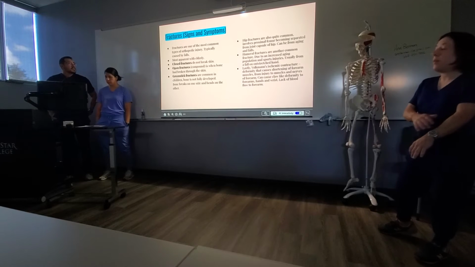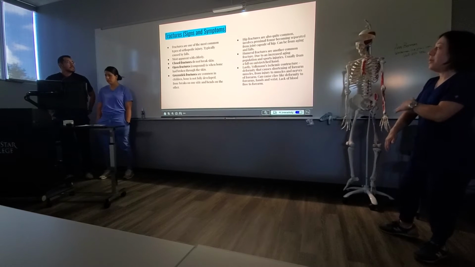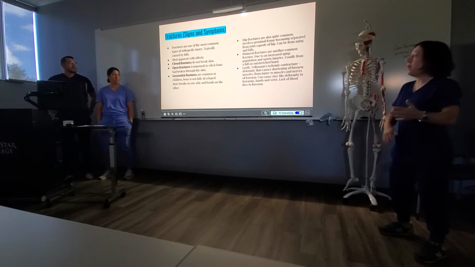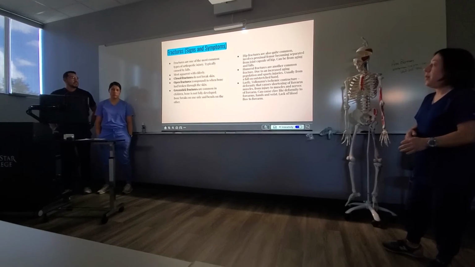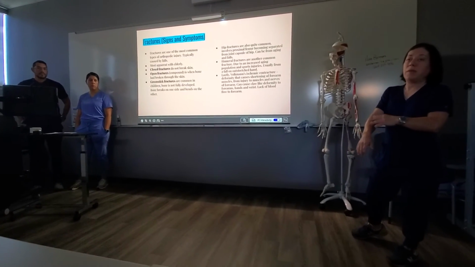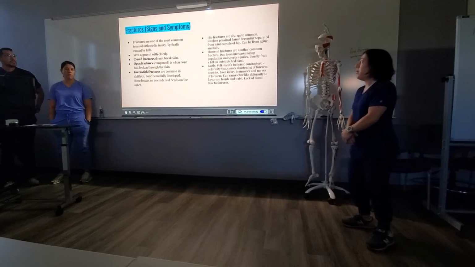Closed fractures do not break the skin. When you have an open fracture, that is when the bone is protruding and broken through the skin. Greenstick fractures, which are more common in children, is when the bone is not quite fully developed, it's still soft and pliable, so it breaks on one side and bends on the other.